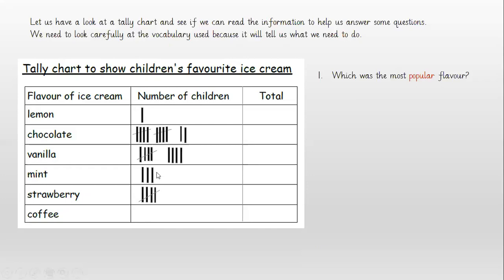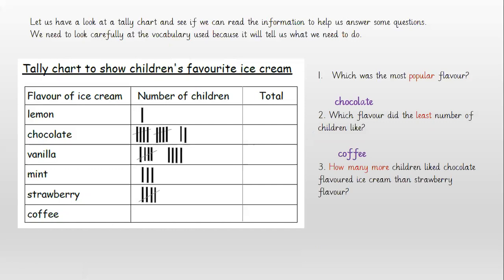And if we look at our tally chart, we can see chocolate, we've got 5, 10, 11, 12. Like I said, we're going to count up in fives and then count on the rest of it. So we see that chocolate is the most popular flavor there. Number 2, which flavor did the least number of children like? So in other words, which was the least popular flavor? And if we look at our tally chart, we can see that nobody actually preferred coffee. So the answer for number 2 is coffee, because actually no children preferred that flavor.